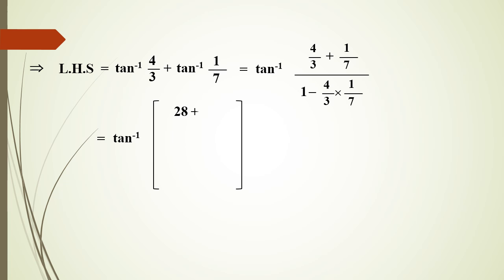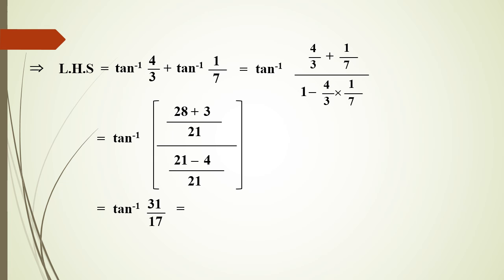Tan inverse. Find the LCM. 7 into 4 is 28 plus 3 ones are 3, divided by 7 into 3, which is 21, divided by, again 7 into 3 is 21. 21 ones are 21 minus 4 ones are 4, divided by 21. 21 and 21 are both gone. Tan inverse of 31 divided by 17 will remain. Now this is equal to the RHS.